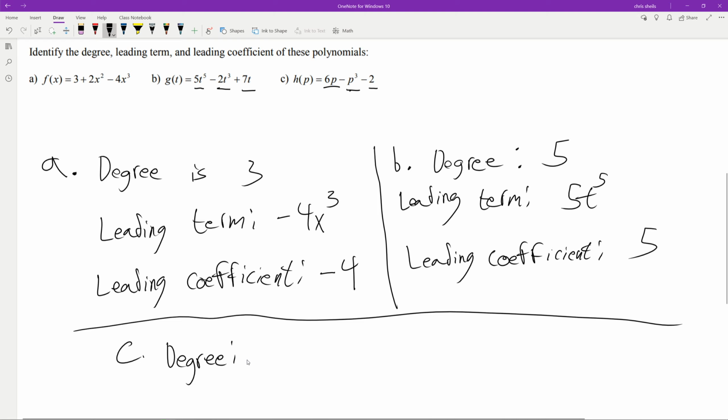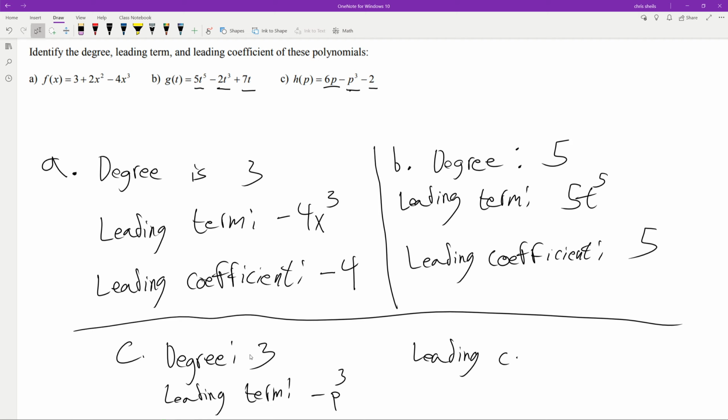So in this case, my degree is 3. The term that contains that power, that is my leading term, is negative p cubed. So my leading coefficient, the coefficient of this term, is negative 1.